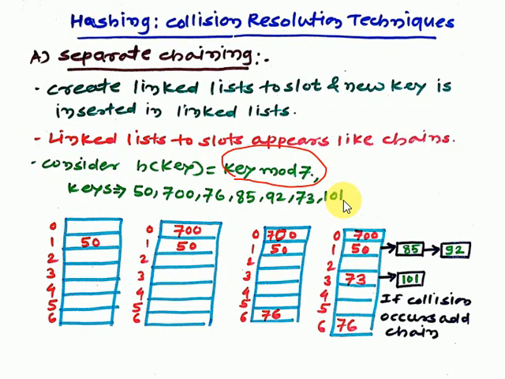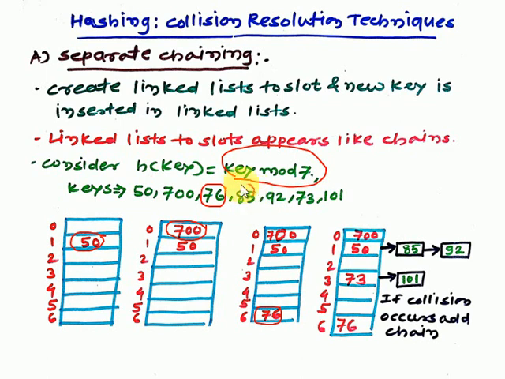Practically, let's say I want to insert 50. 50 mod 7: 7 times 7 is 49, so the answer is 1. So at index 1, 50 will get inserted. Second is 700, so 700 mod 7 is 0, so at the 0th index 700 will get inserted. In this way, the next element is 76. If I find 76 mod 7, I get the answer 6, so at index 6, 76 will get inserted.